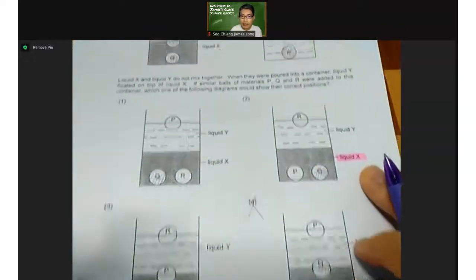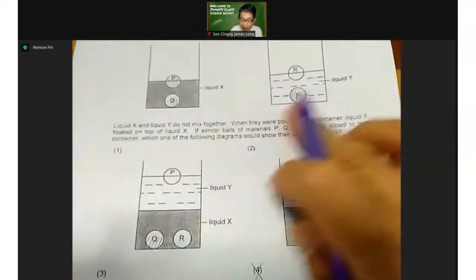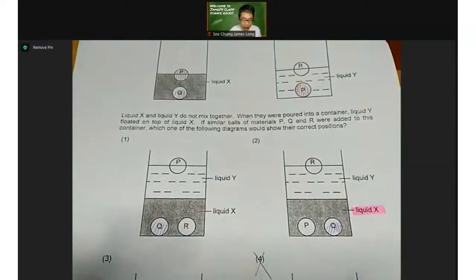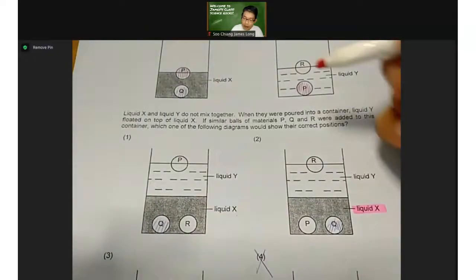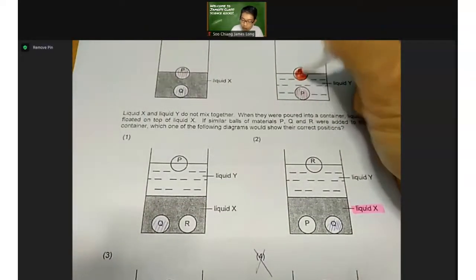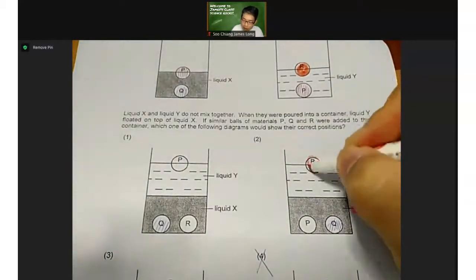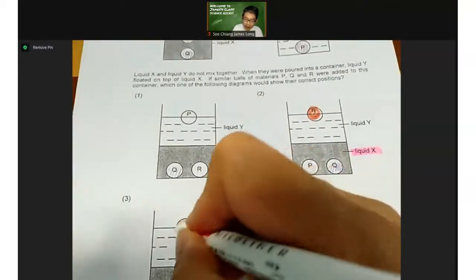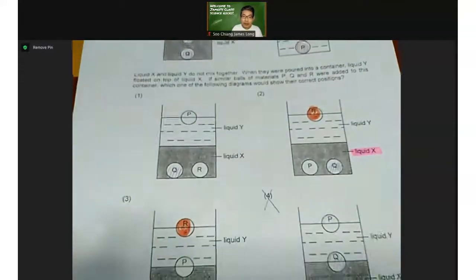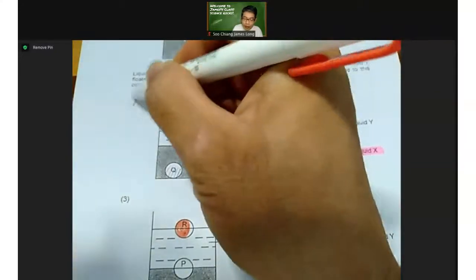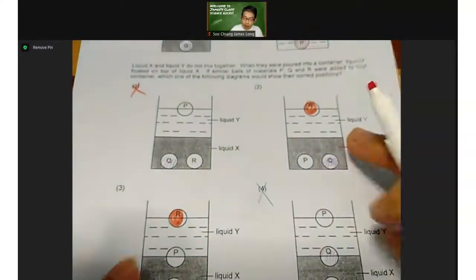Let's take a look at something else. I know that R floated on top of Y. Let's check R right now. I'm going to use a different colored one to represent R. R floats on top of Y. So I have R here. I have R here. How come R sank? It should be on top of Y. So now option 1 is wrong. I'm down to 2 options.